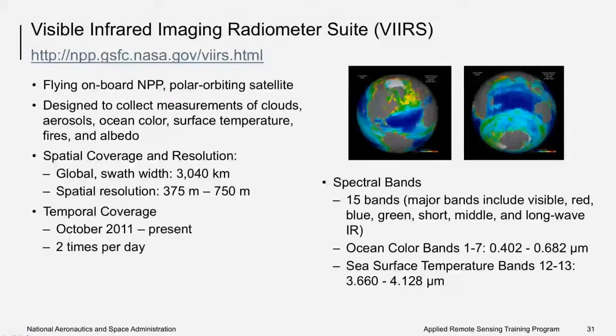The VIIRS sensor is the Visible Infrared Imaging Radiometer Suite. It is designed to collect measurements of ocean color, clouds, aerosols, surface temperature, fires, and albedo. Between the MODIS and VIIRS sensors, we've got the ocean covered.